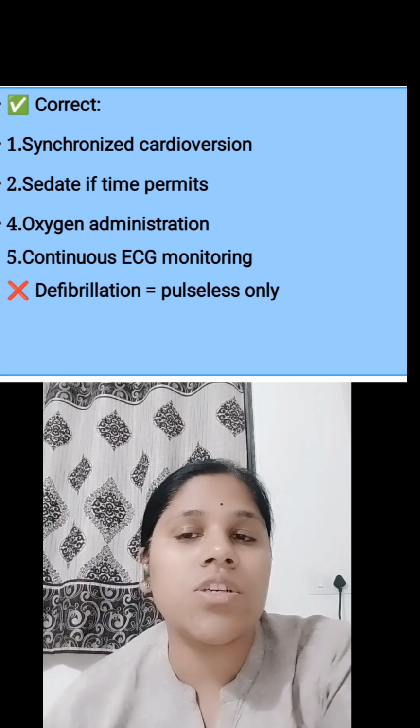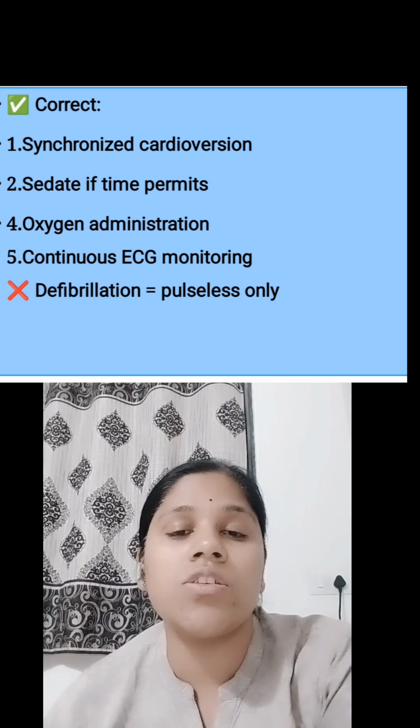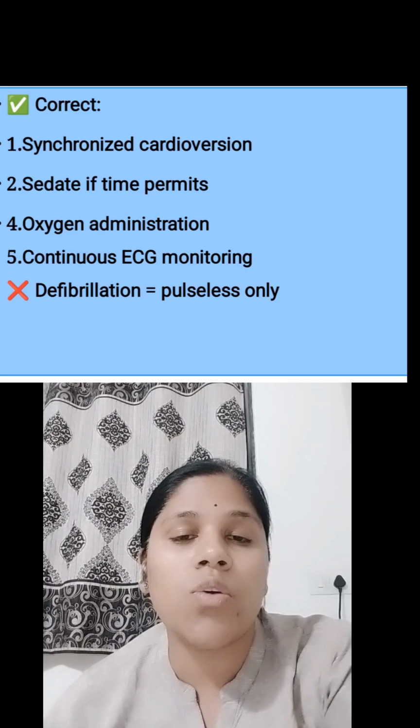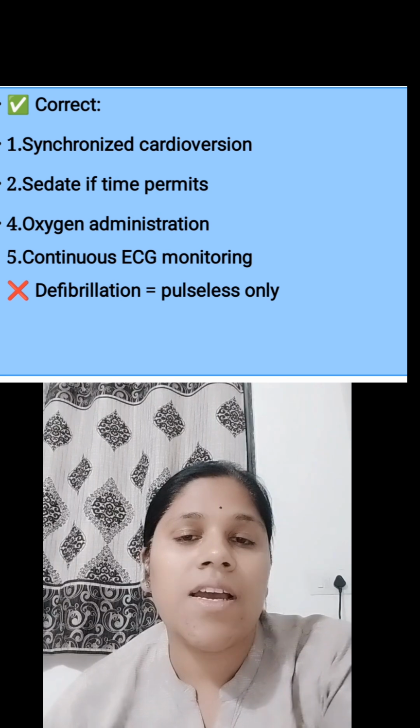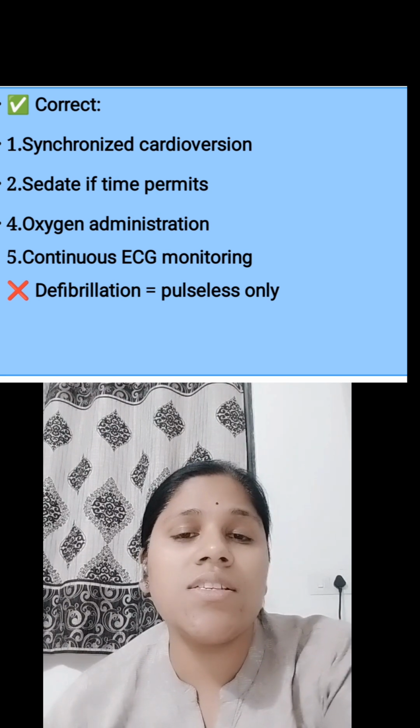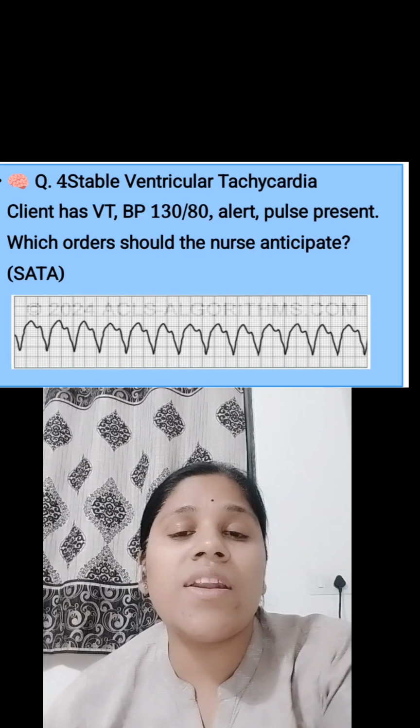We need to give oxygen also, and we need to keep the patient on continuous monitoring because synchronized cardioversion is a procedure where we need to revert this pulseful VT into a normal sinus rhythm or another rhythm where the patient is coming back to normal. So continuous ECG monitoring has to be done to check the patient's condition, whether the ECG is reverted or not.